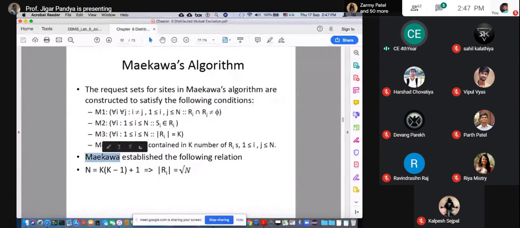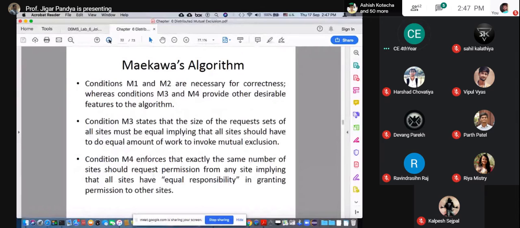This scientist found that there is a relationship between the number of sites and the size of the quorum. A quorum means a group of sites, so what should be the size of that group? How many sites should be in that group? Maekawa found a relationship: if you have n sites, then the size of a quorum, the number of sites participating in a quorum, will be root n.